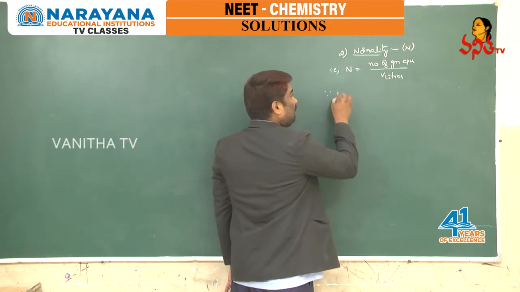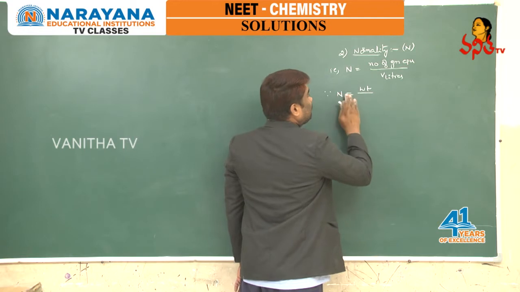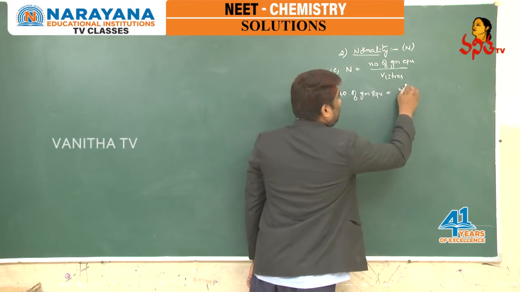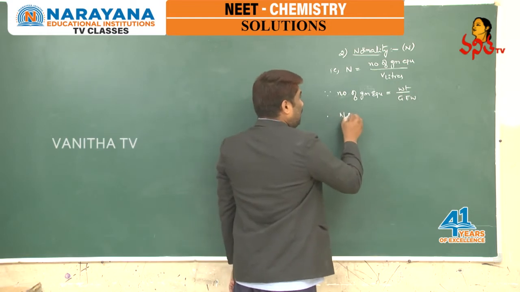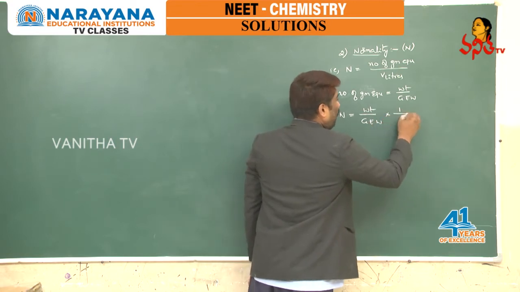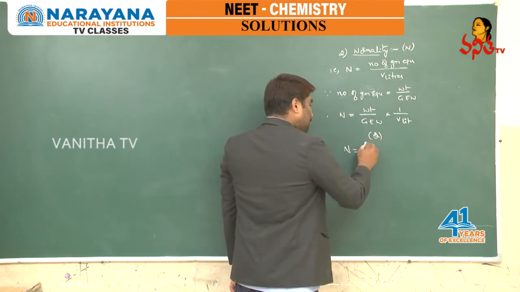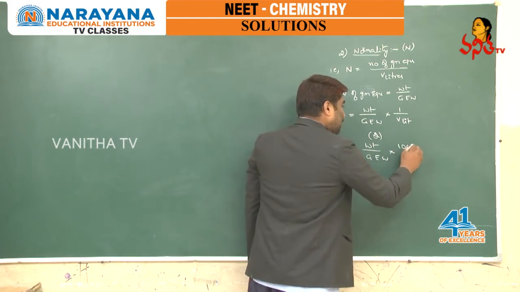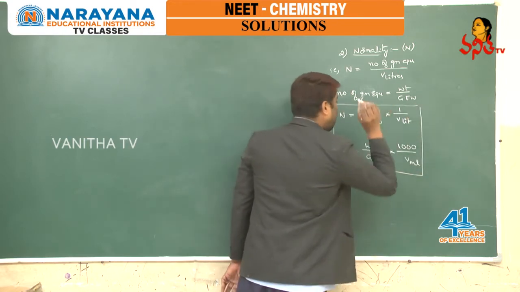Since number of gram equivalents is equal to weight by gram equivalent weight, normality becomes weight by gram equivalent weight into 1 by volume in liters, or else you can write normality is equal to weight by gram equivalent weight into 1000 by volume in ml. These are the formulas which can be used to calculate normality.